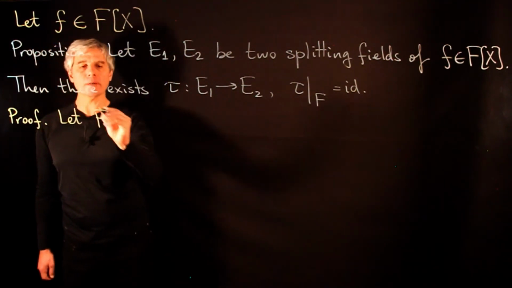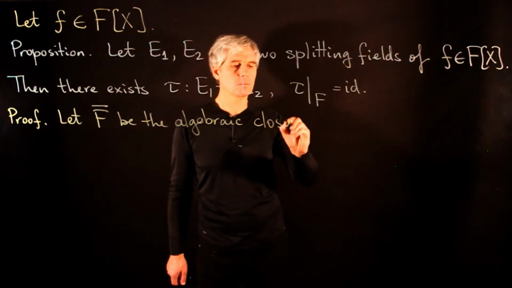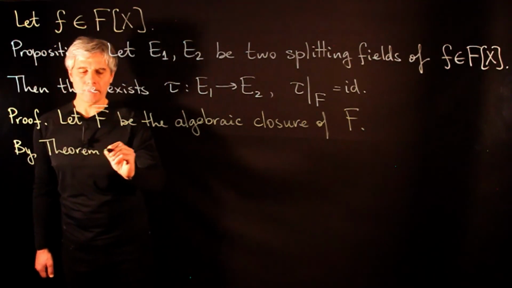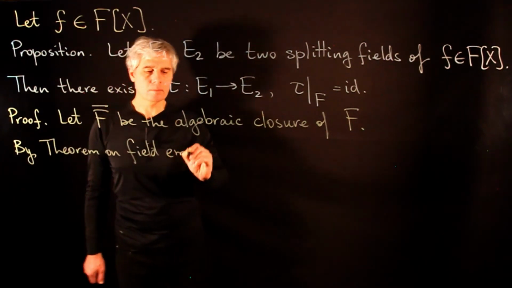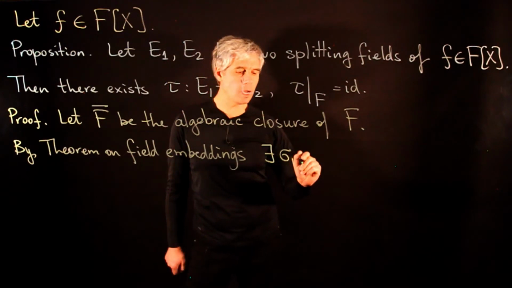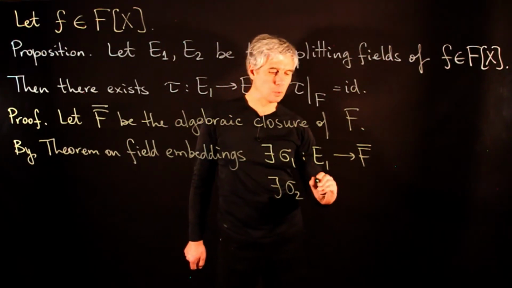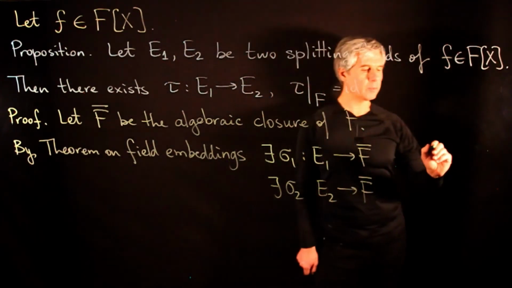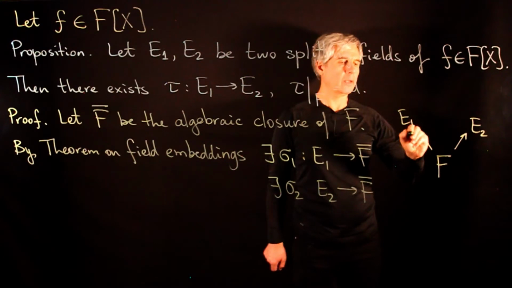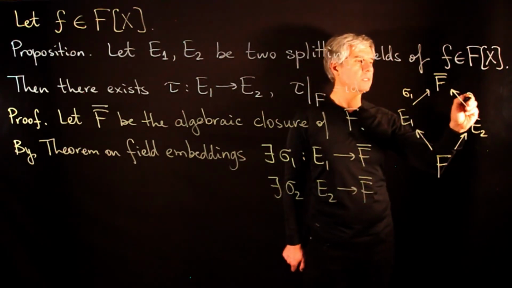Let F bar be the algebraic closure of the field F. By the theorem on field embeddings that we proved at the beginning of this class, there exists an embedding sigma 1 of E1 into F bar, and an embedding of E2 into F bar. So the diagram here is like this. F is contained in E1 and E2, and here we embed both of them into F bar. So this will be sigma 1 and this is sigma 2.